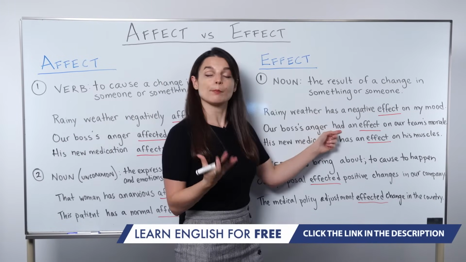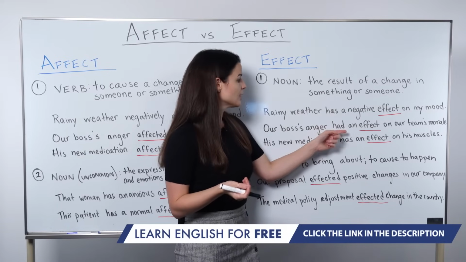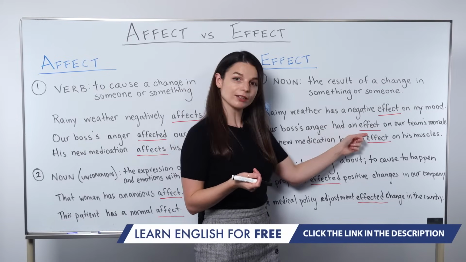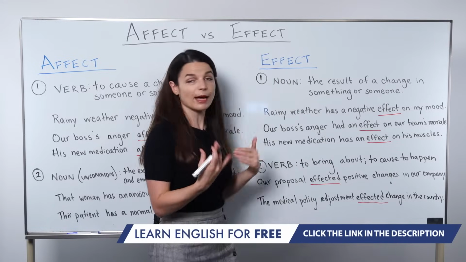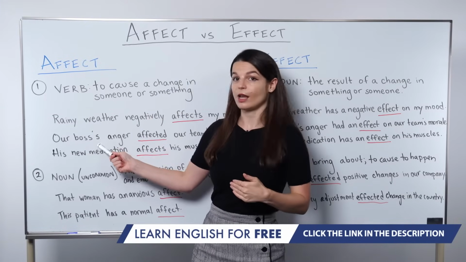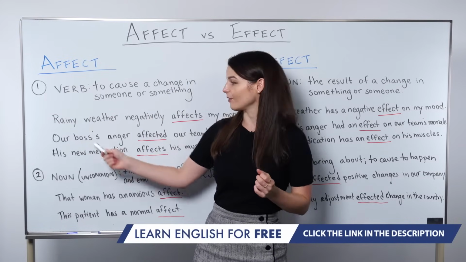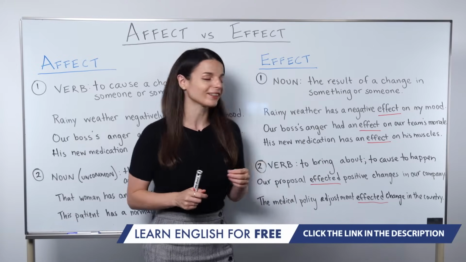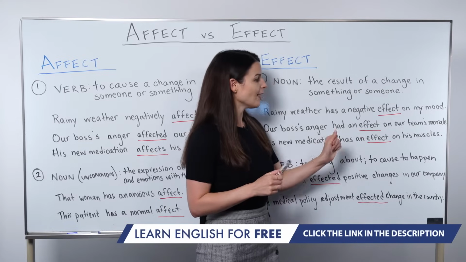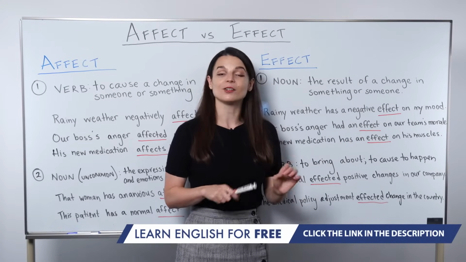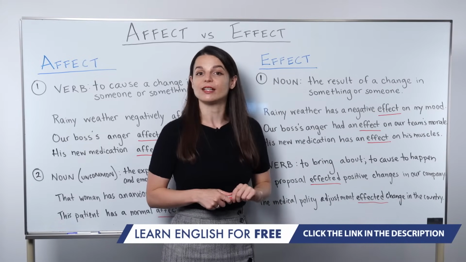In this case, it's a past tense structure. So had an effect with an E on our team's morale. So the same idea is being communicated as in the first set of examples. Finally, let's look at the last one. His new medication has an effect on his muscles.